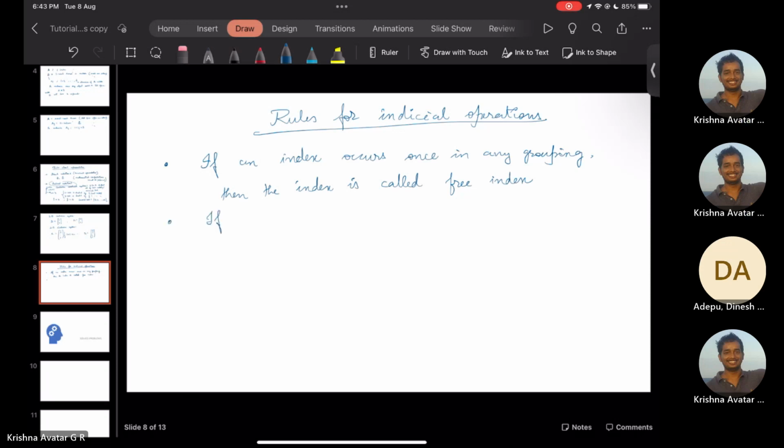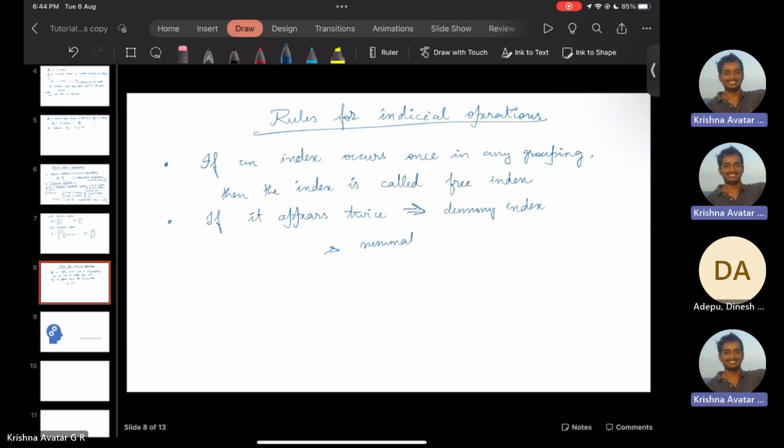And second, if it appears twice, then the index is called a dummy index. And here it simply means that we are carrying out summation. So summation is implied. So these are the two most important rules. Now let's just have some examples to understand what these rules actually imply.